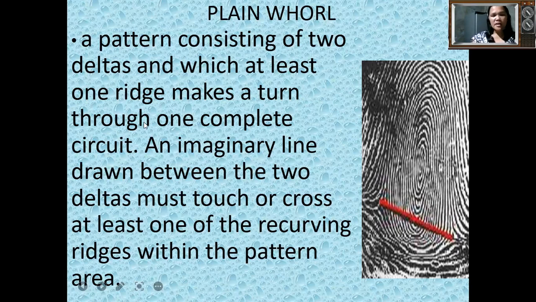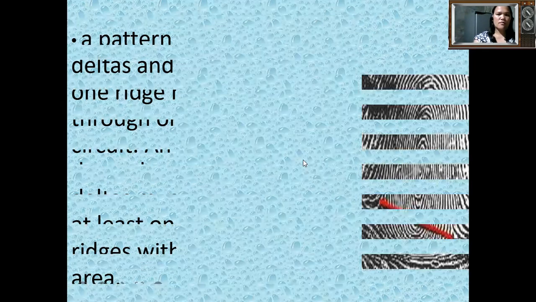Let us take a look at this slide. A plain whorl is a pattern consisting of two deltas, in which at least one ridge makes a turn through one complete circuit. An imaginary line, the red mark that I mentioned a while back, drawn between the two deltas must touch or cross at least one of the recurving ridges within the pattern area. This is what we call the ridges that have been touched by the imaginary line. So it is circular in formation.